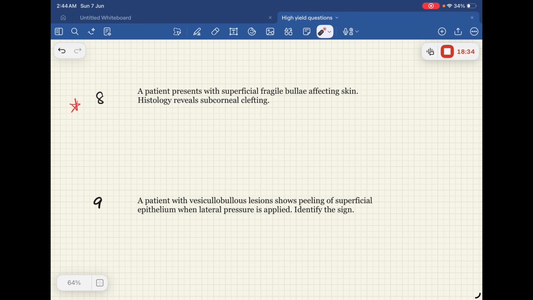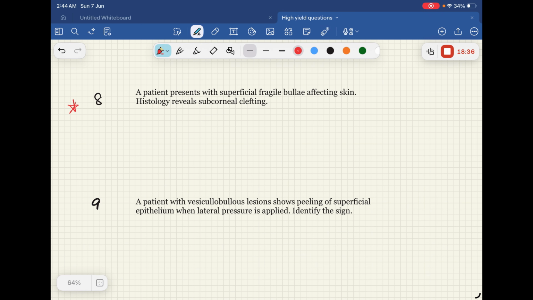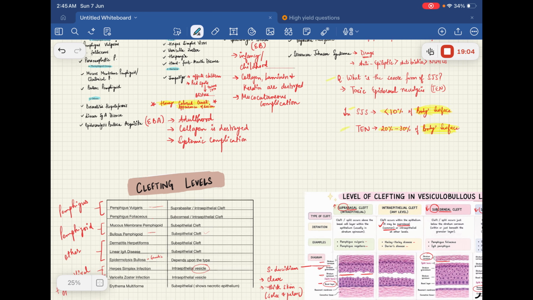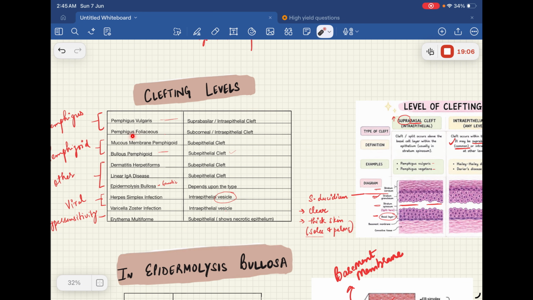Next, a patient presents with superficial fragile bulla affecting skin, so it ruptures easily. Histology shows subcorneal clefting. Subcorneal clefting is seen in pemphigus foliaceus. Refer to the clefting table. Pemphigus foliaceus, so subcorneal cleft.